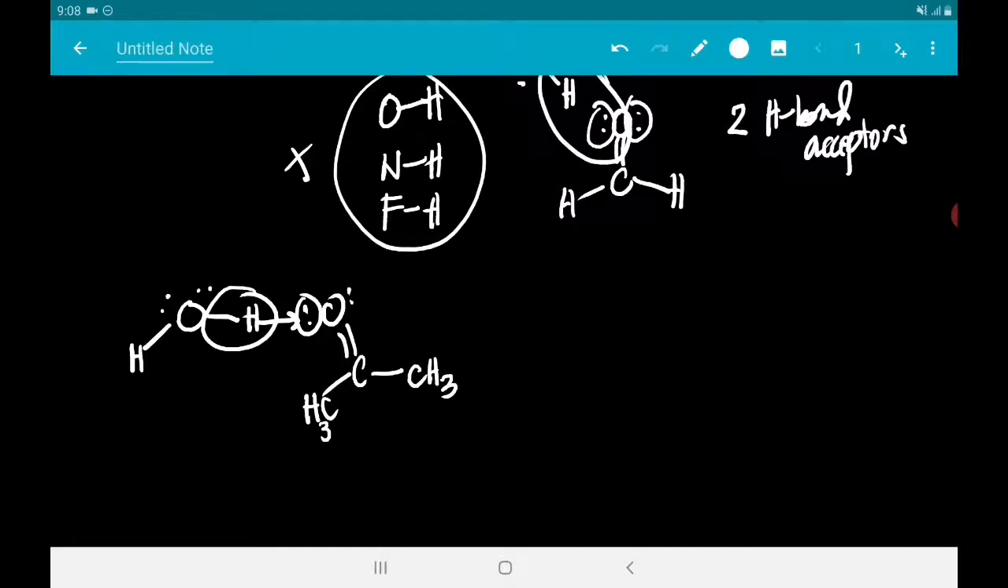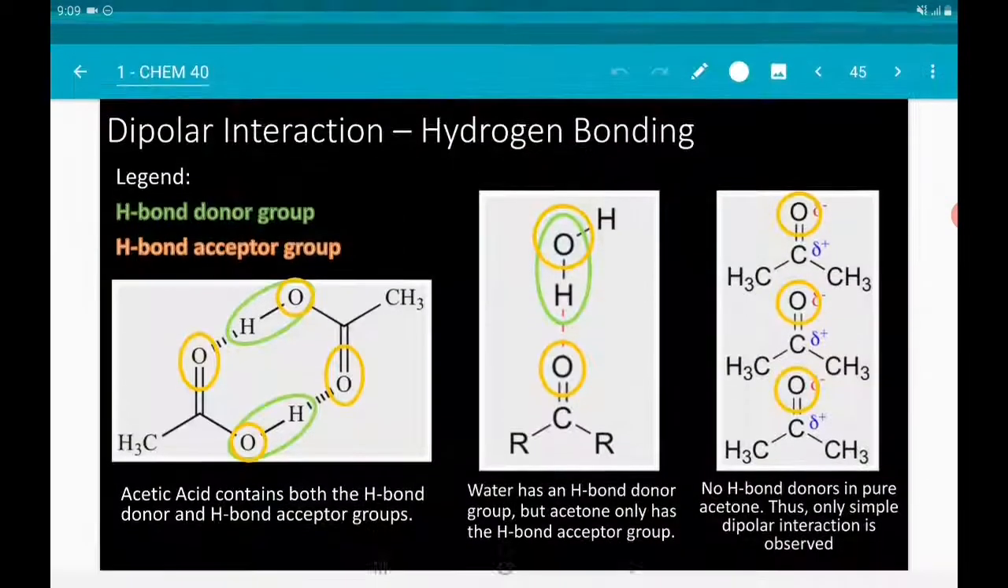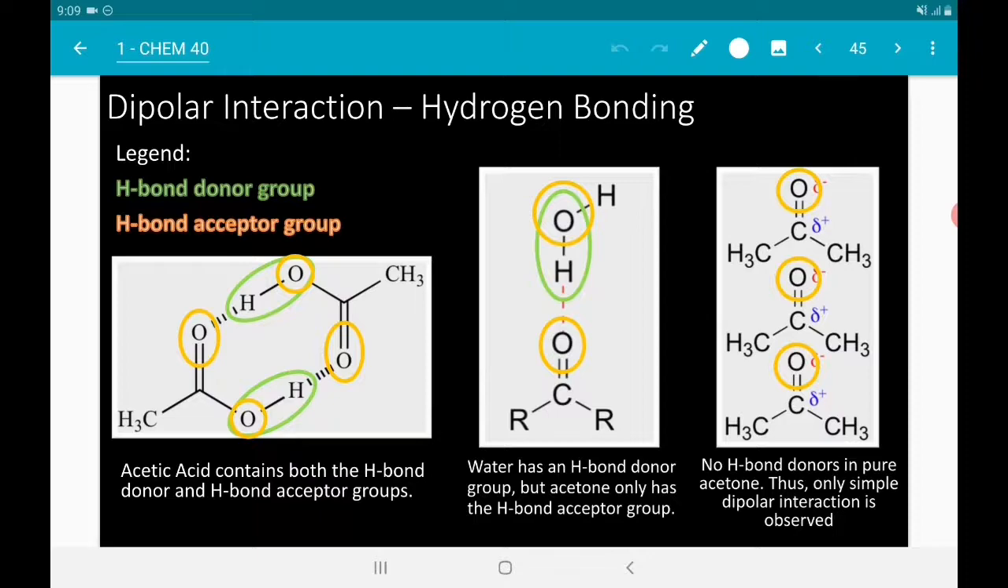You have to have both donor and acceptor para makapag-H-bond in the pure state. Okay? Kung wala kang donor, hindi ka nakakapag-hydrogen bonding in your pure state. Okay? That's what happens here. So, the example here is acetic acid. So, acetic acid, okay, can H-bond to itself. Kasi meron siyang donor.